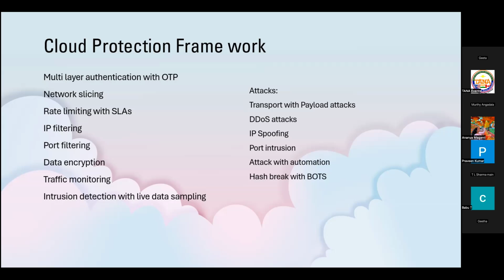So apply that rate limiting so that at least the network won't get choked if compromised somewhere. With SLAs, if it reaches, say, 30%, 40%, 50%, we can set an alarm that raises an alert in the alarm monitoring system. Once it reaches 60, we'll start looking at it, and then increase or decrease. And IP filtering, the same thing, and port filtering, and data encryption, and traffic monitoring.